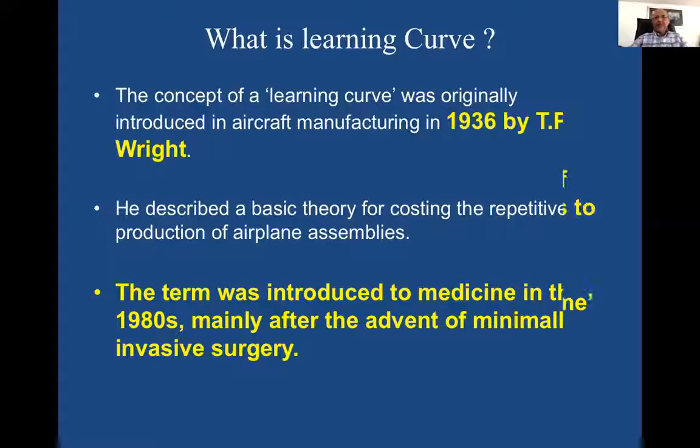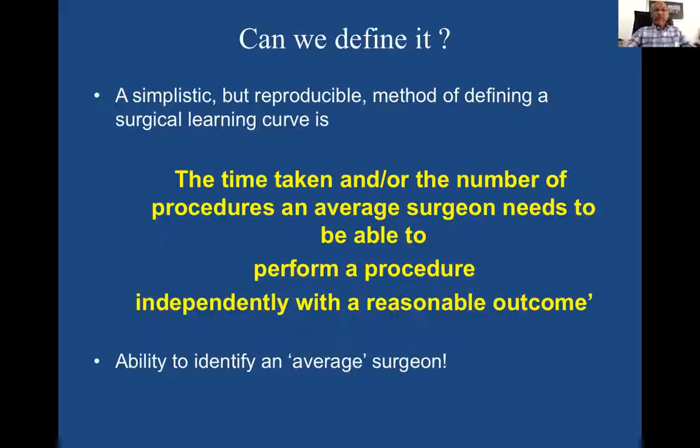A simplistic, reproducible method of defining could be time taken or number of procedures an average surgeon needs to be able to perform a procedure independently with a reasonable outcome. Reasonable outcome means the outcome may be same as open surgery. And it's very difficult to identify an average surgeon. Somebody could be a brilliant open surgeon, but minimally invasive, they may not comprehend what's hiding behind and if he's trying to do things which are hidden.